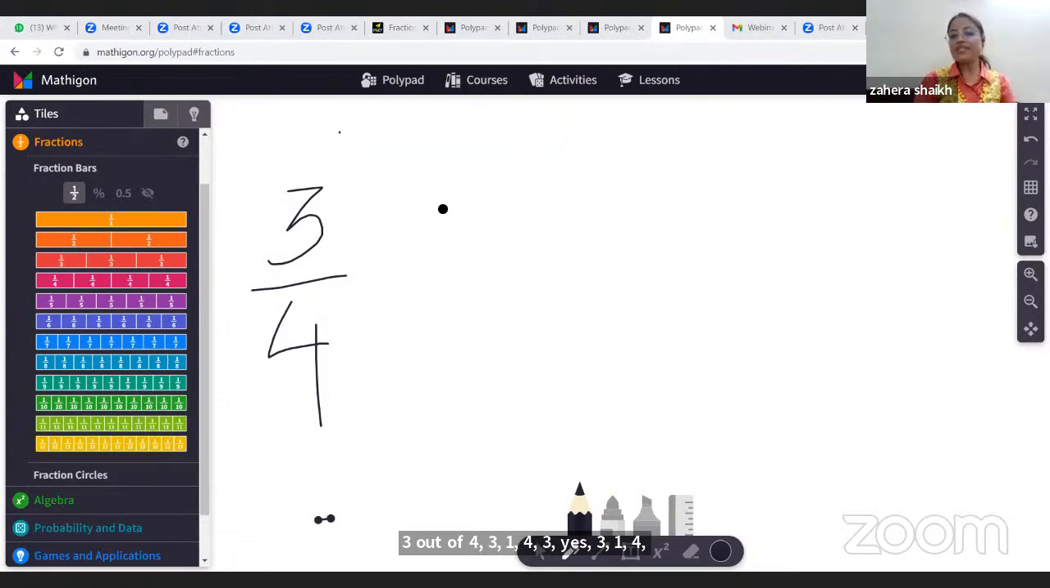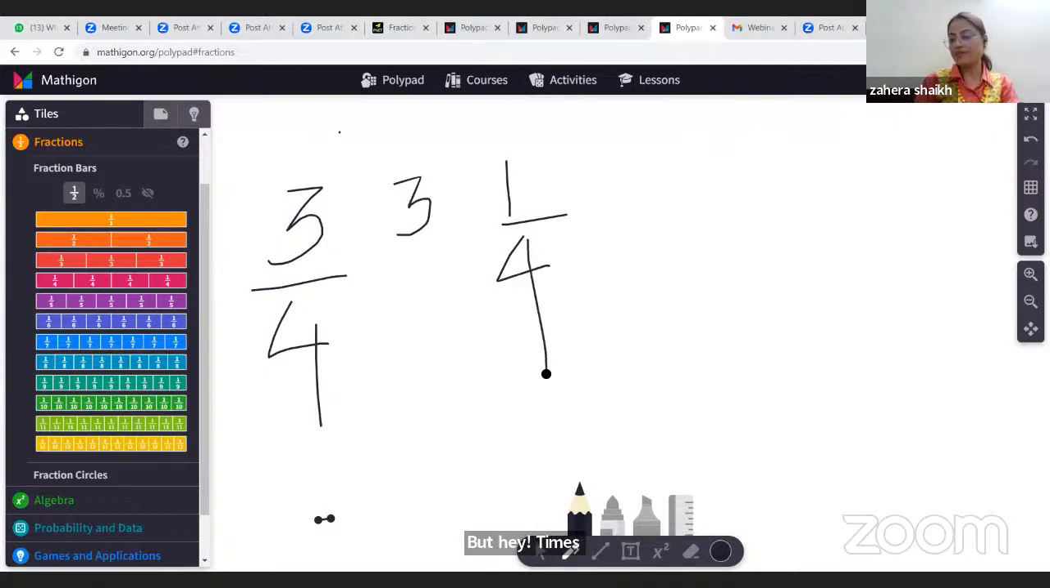So when I'm representing any number in a fraction, there is a whole, but this number never represents a whole. It is something or some part of that whole. This means this is nothing but 3 times 1/4. This is 3 times 1/4, right?